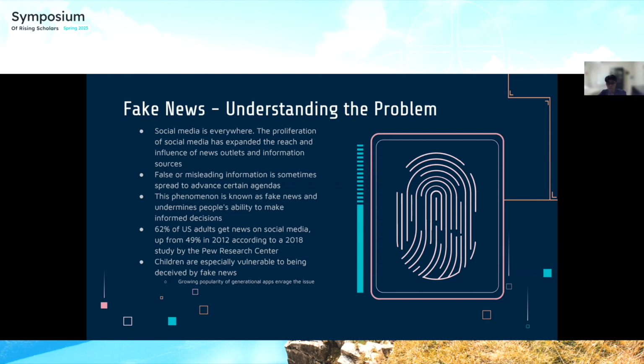Surprisingly, 62% of adults get their news on social media, which is up from 49% just in 2012, according to a 2018 study by the Pew Research Center. This drastic increase just shows how many people are migrating to use social media from different forms of news, such as TV or newspapers. And furthermore, children are especially vulnerable to being deceived by fake news. And with the growing popularity of generational apps, this only enrages this issue.